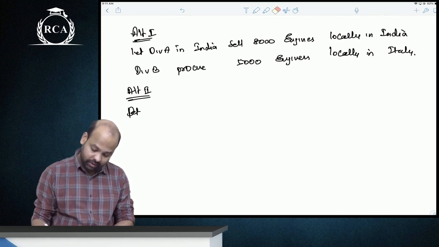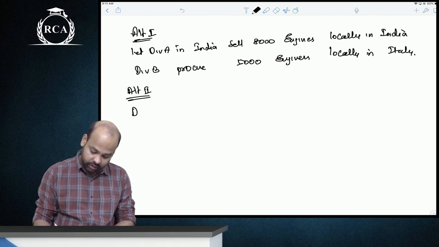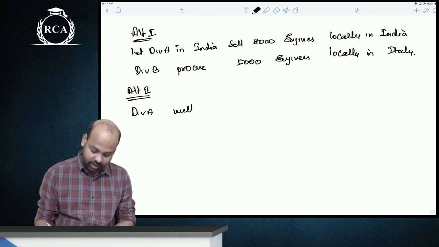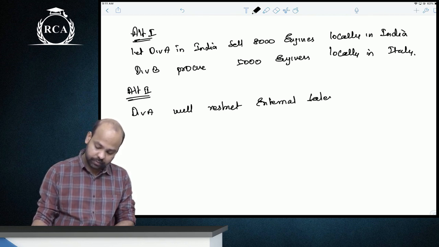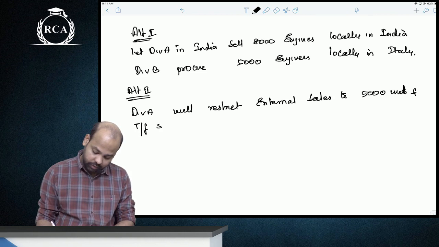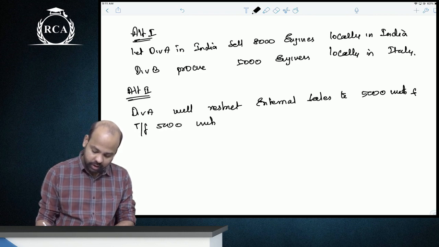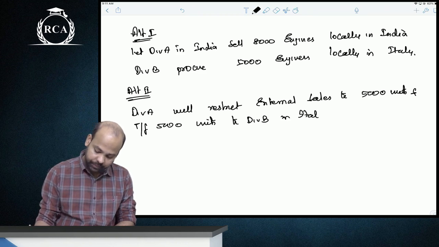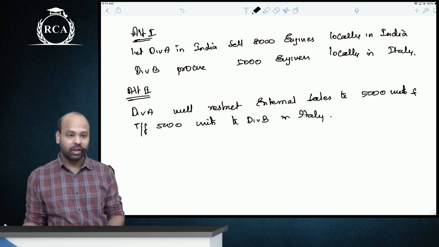Division A will restrict external sales to 5,000 units, and transfer 5,000 units to division B in Italy. That is the other alternative.